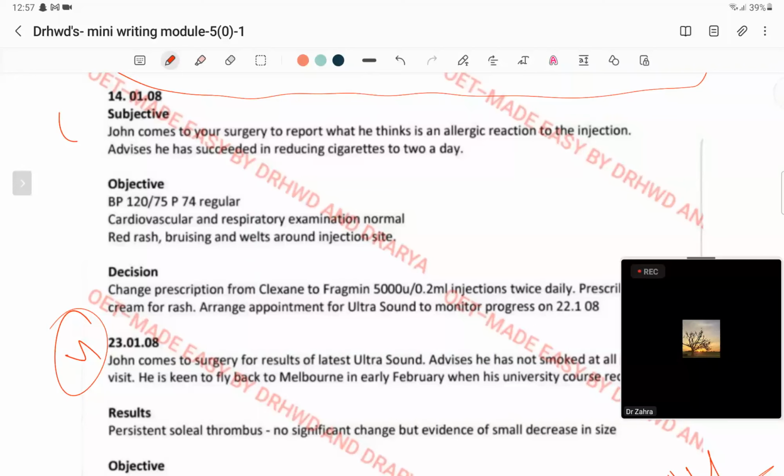No. I changed. I said I changed Clexane with Fragment. It's not incorrect. I changed Clexane to Fragment. Not incorrect. Don't complicate it. It's simple. Keep it simple. All right. Don't worry about it.